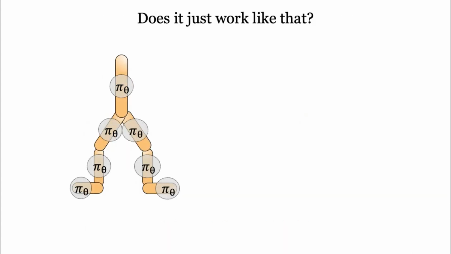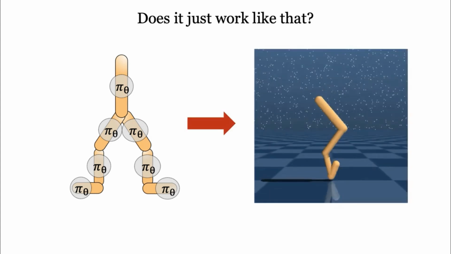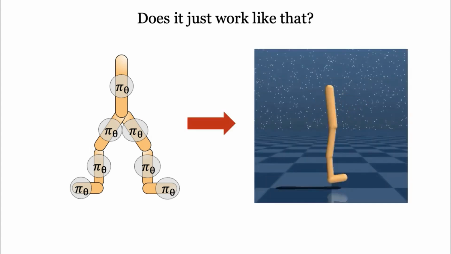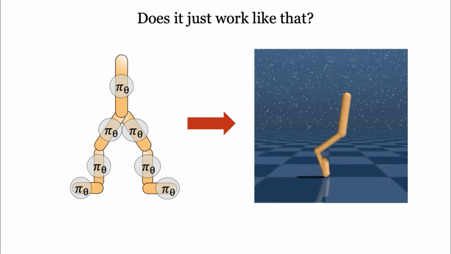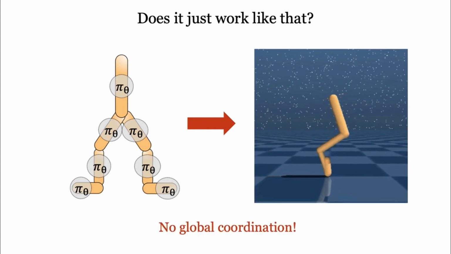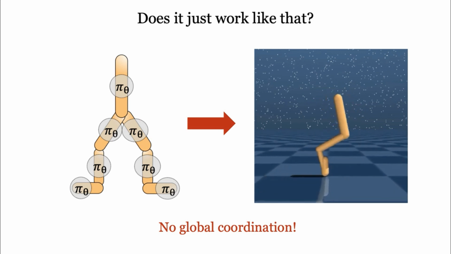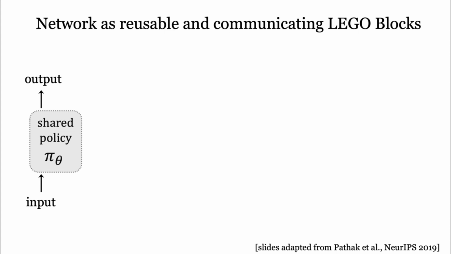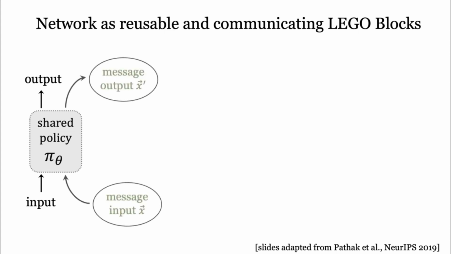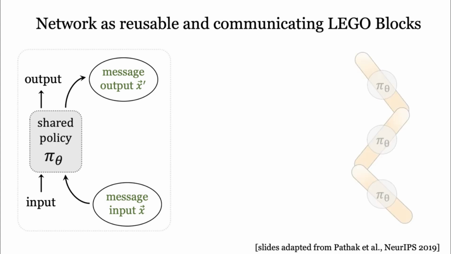But does it work just like that? Well, actually, no. The walker immediately falls after reset. So what's wrong? The key observation here is that there's no global coordination, because with a naive setup, the policy acts on each node independently. For example, it's impossible for the leg to decide whether to move forward or backward without knowing the overall pose of the robot. Therefore, in addition to the state input, we condition the policy on the message vector. This message vector X is passed in by the neighboring node. Also, the network outputs a different message vector X prime and passes it to the next neighbor.